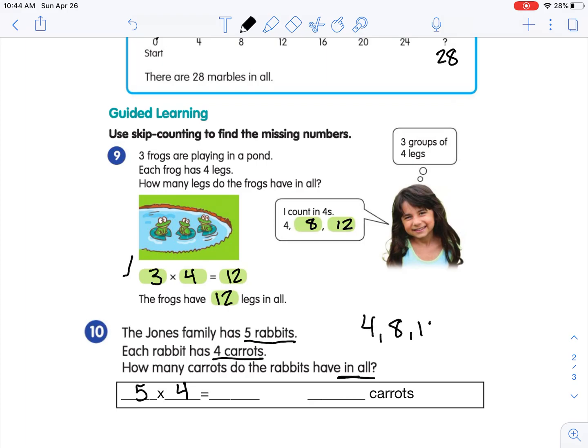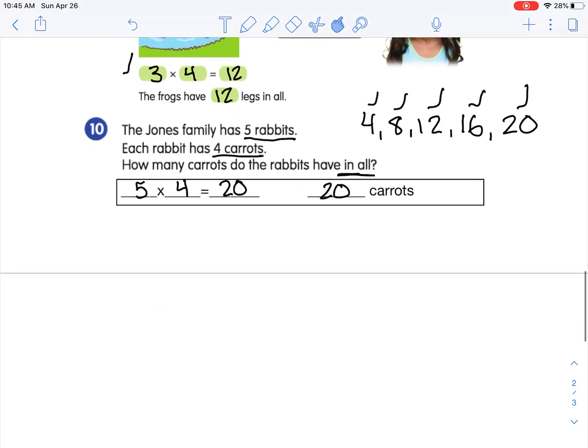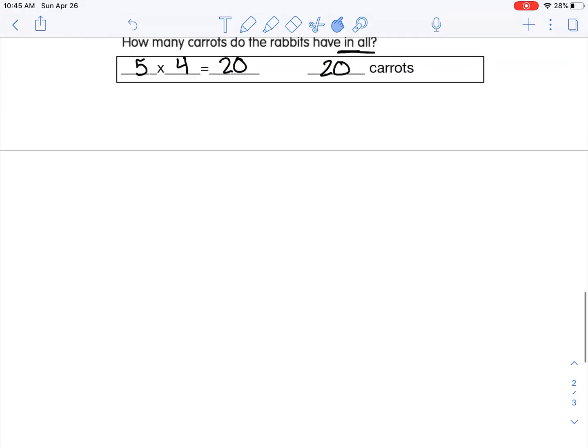4, 8, 12, 16, 20. 20 carrots in all, because we skip counted by 1, 2, 3, 4, 5. We skip counted by 4 5 times, and that gets us to 20.